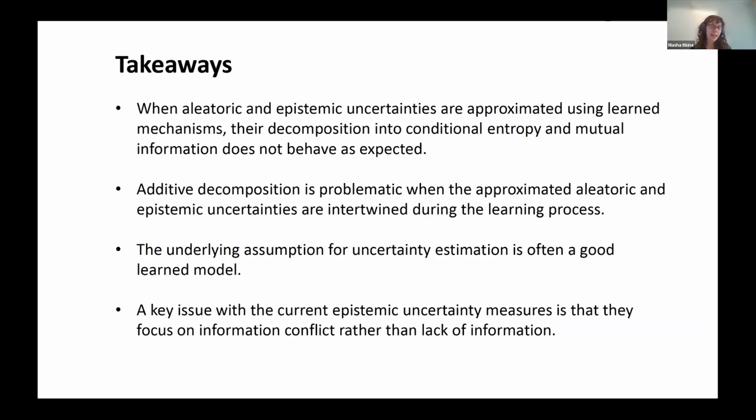And then the last point I had here for a takeaway is that a key issue with the current epistemic uncertainty measures is that they focus on information conflict rather than lack of information. And this is also pretty much the concluding point of the speaker as well. So that's great. Next slide, please.